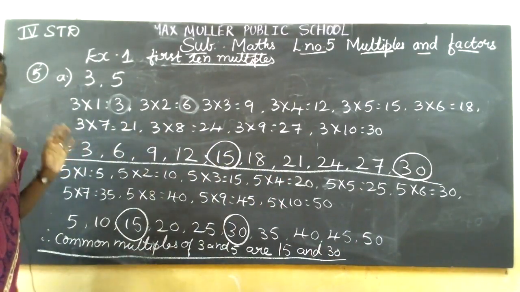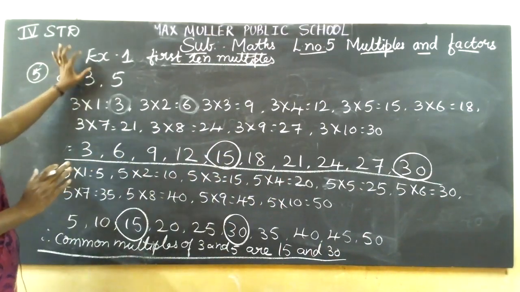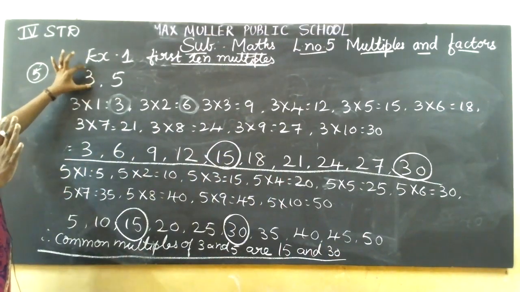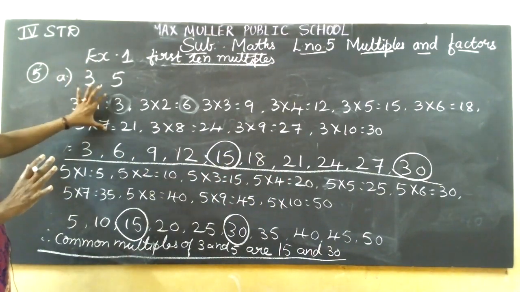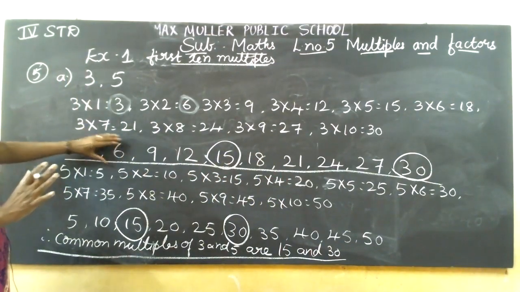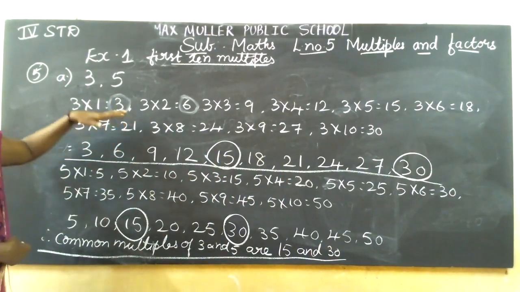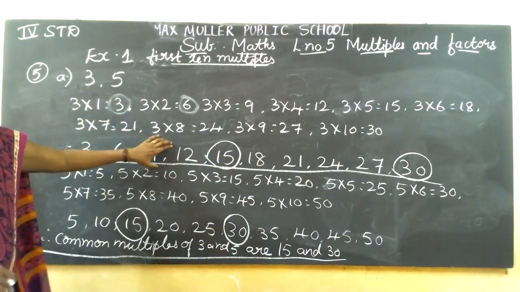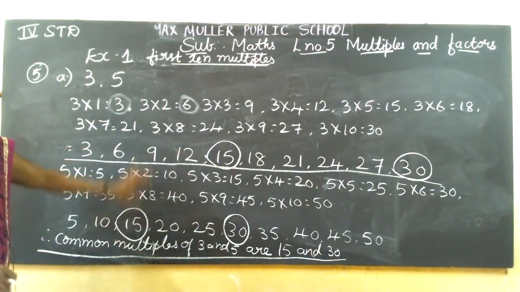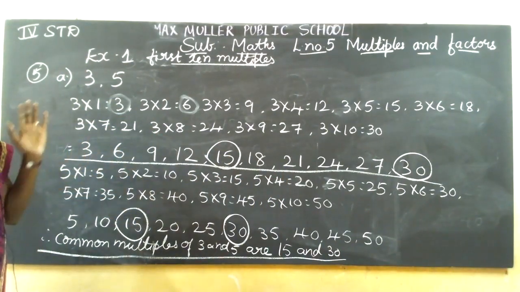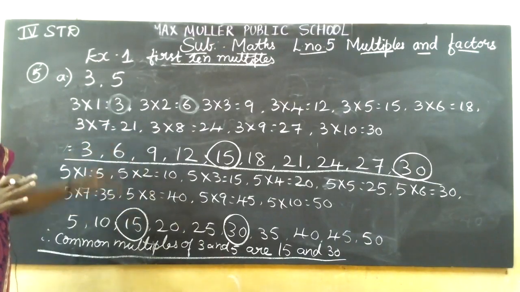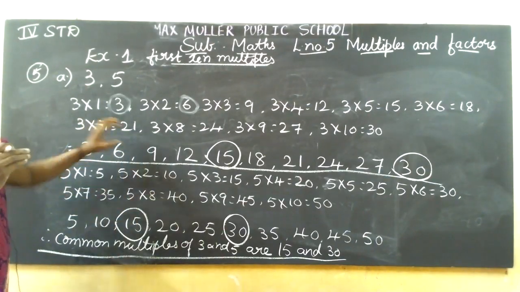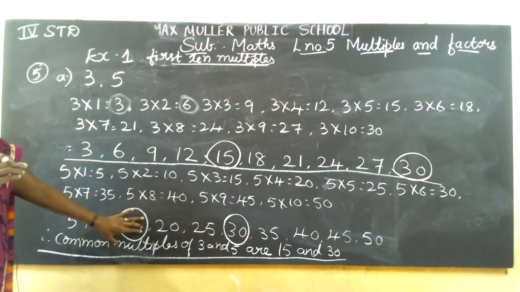Understand? Write slowly, children. They ask you to write the first 10 multiples of the pair. First you should write the multiples of 3, the answers only, then the 10 multiples of 5. Then find out the common multiples in these two. You should not circle all; circle only the common multiples. In both lists the answer should be there.